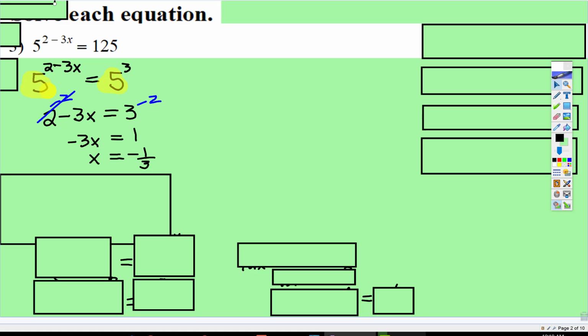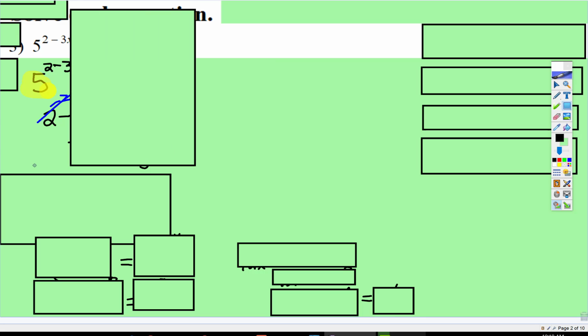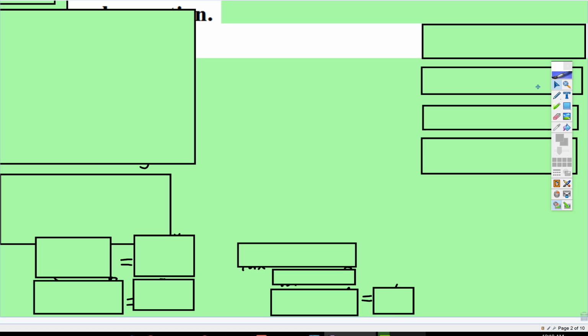It's always a good idea to check your solution to see if that works. So if we say 5 to the 2 minus 3 times negative 1/3, well, negative 3 times negative 1/3 is positive 1. 5 cubed is equal to 125. Well, 125 is also 5 cubed, so that answer does check out. Okay, I'm going to cover up this one, so you might want to pause it if you need to take the notes.